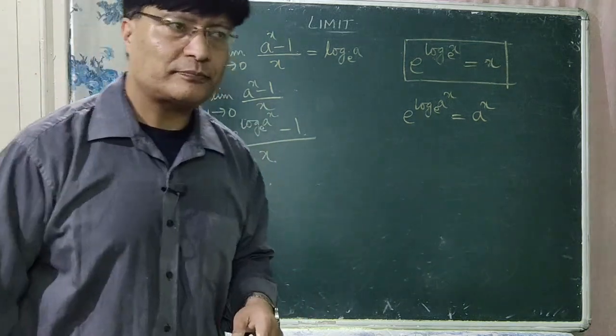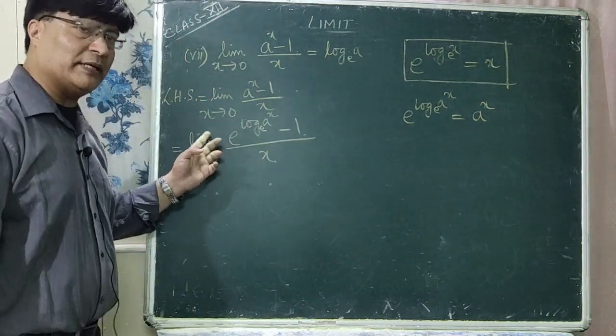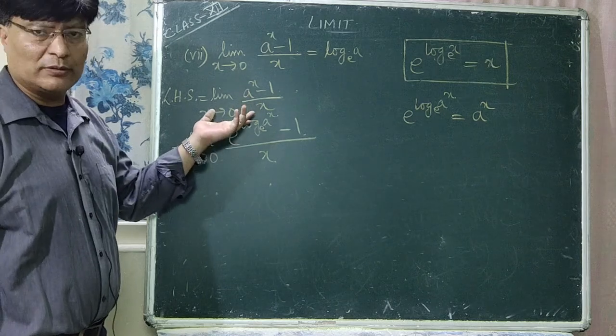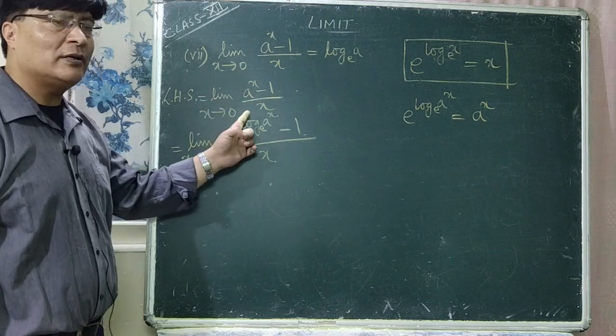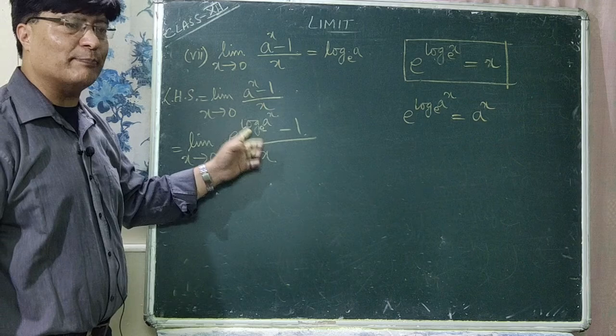Is that clear? So this is like e to the power x, and instead of x, what has come? Log a to the power x base e.